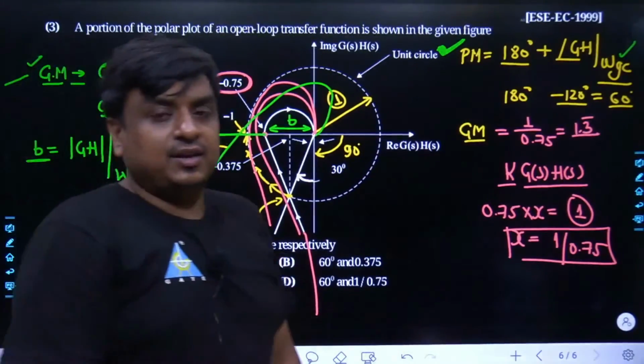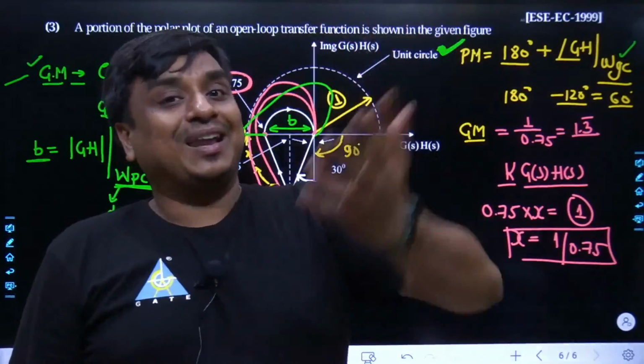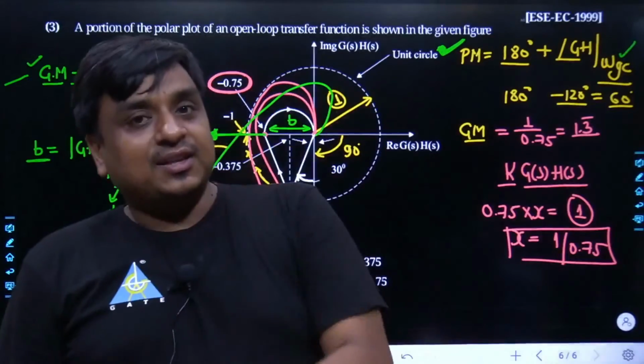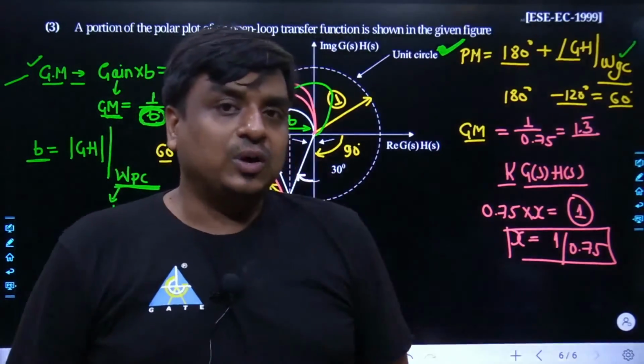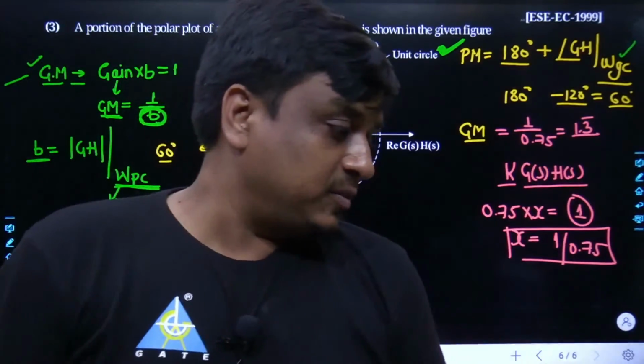And in linear scale, if the gain margin is greater than 1, in dBs it is greater than 0, and similarly in linear scale, if the gain margin is between 0 and 1, in dBs it is lesser than 0.